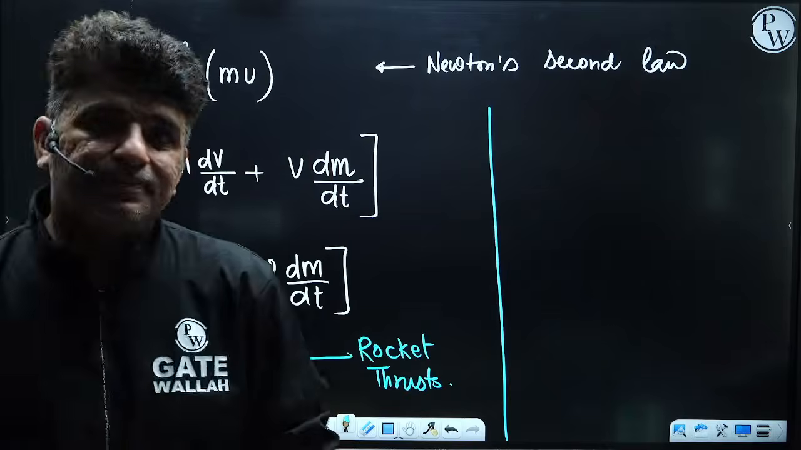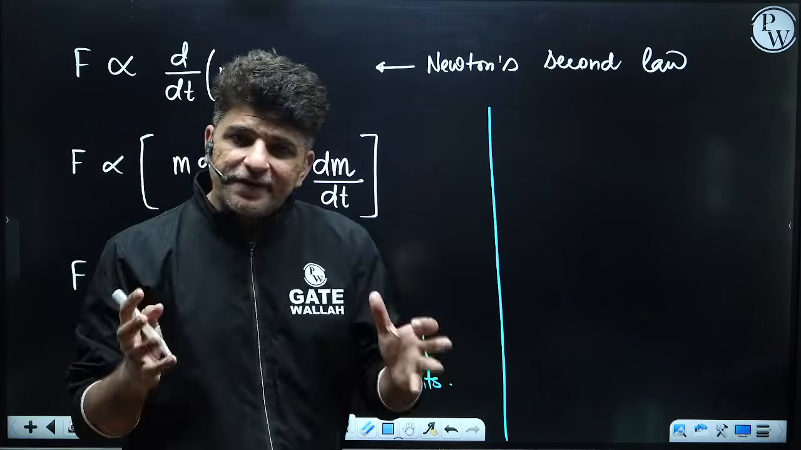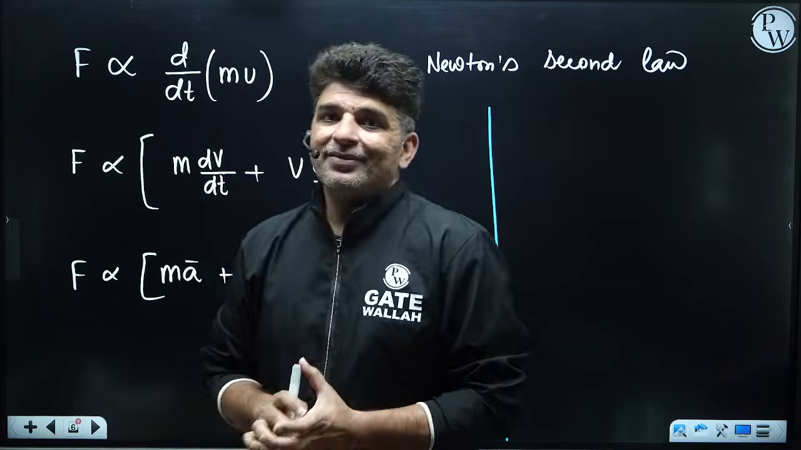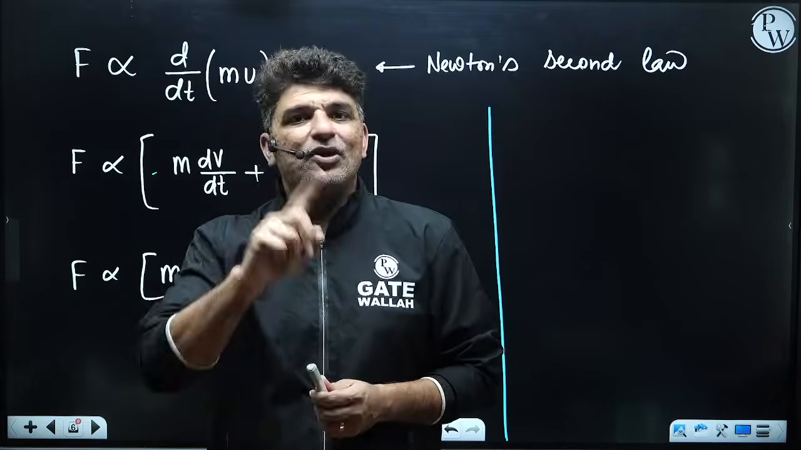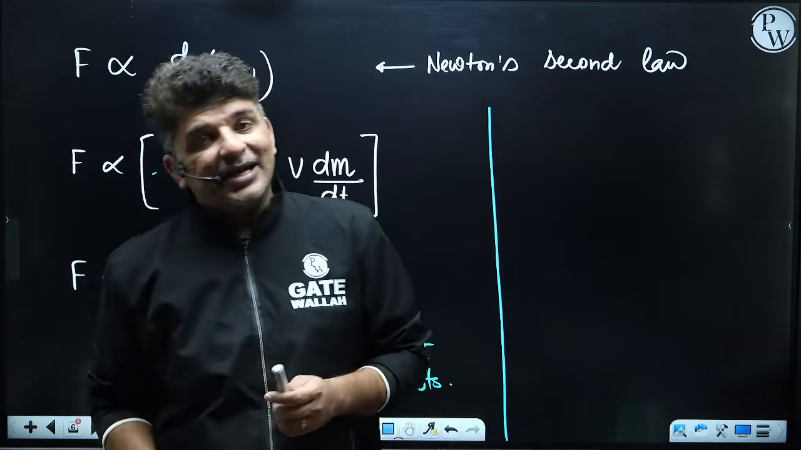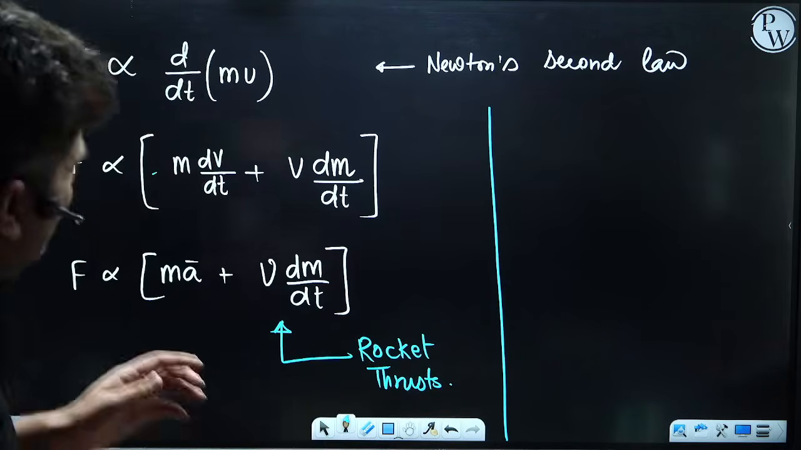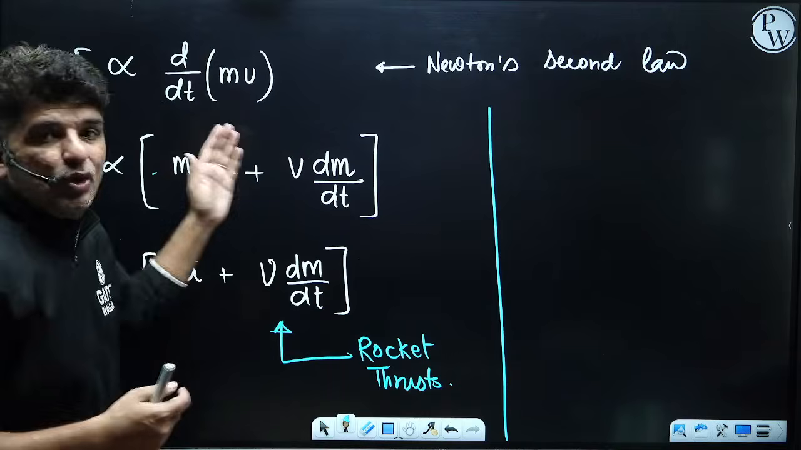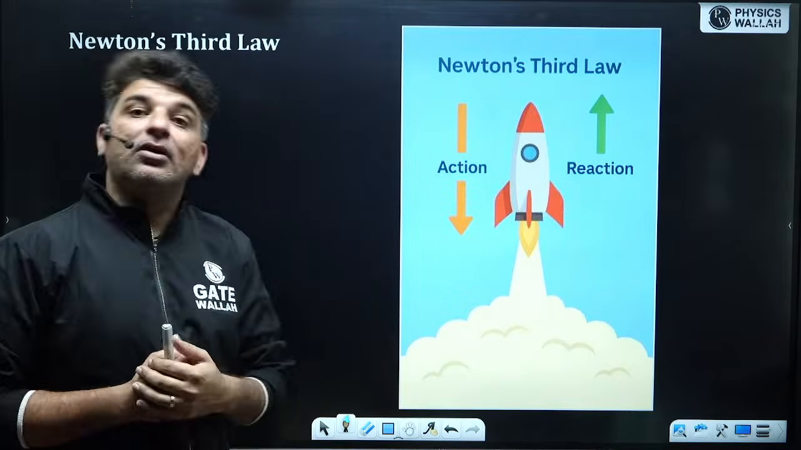Now comes Newton's third law, because in every vehicle that we are going to see, both these laws are going to be used together. It is never going to be alone. All the vehicles that you see, all the aircraft, all the rockets, the generation of thrust uses both laws, Newton's second law and Newton's third law.